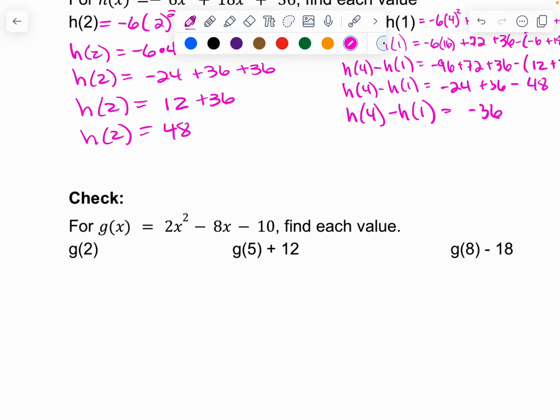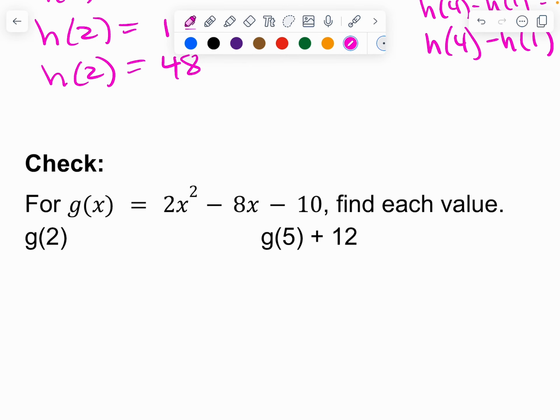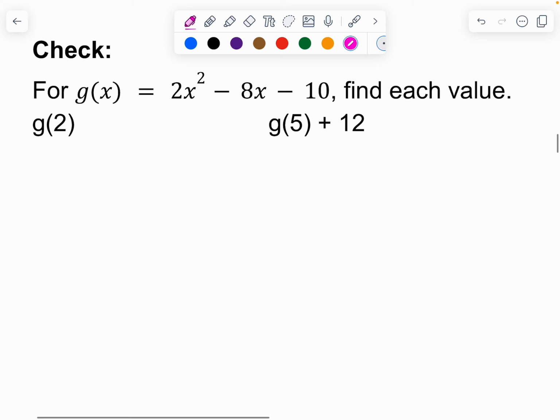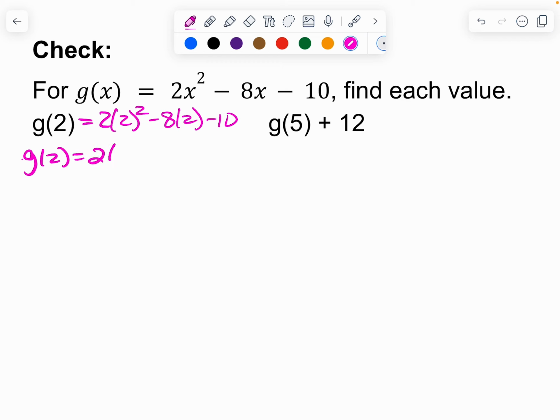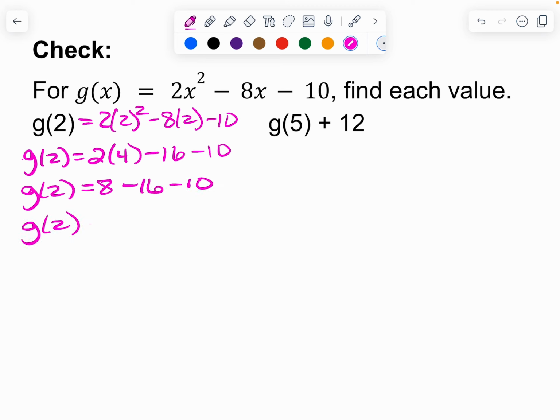Okay, so we're going to do the exact same thing we did a moment ago, but this time we're going to plug in 2. So 2 times 2 squared minus 8 times 2 minus 10. So g of 2 equals 2 times 4 minus 16 minus 10. G of 2 equals 8 minus 16 minus 10. G of 2 equals negative 8 minus 10. So G of 2 equals negative 18.